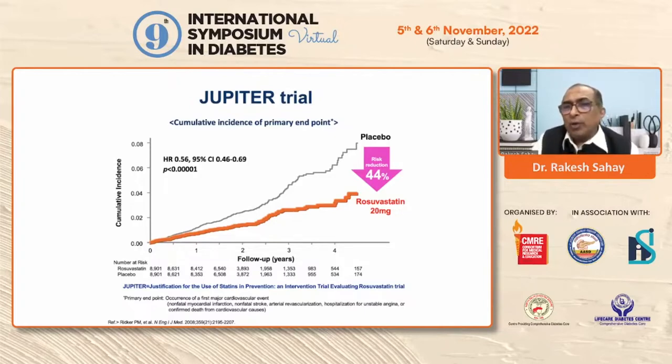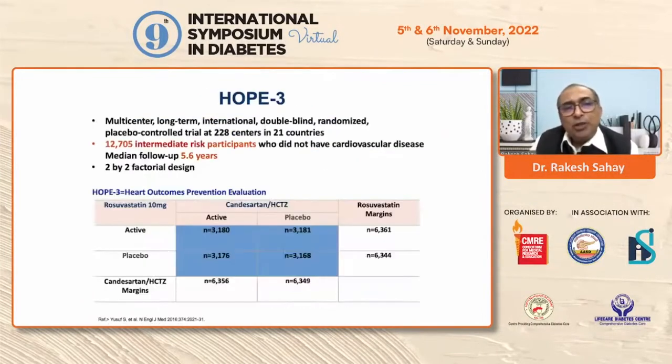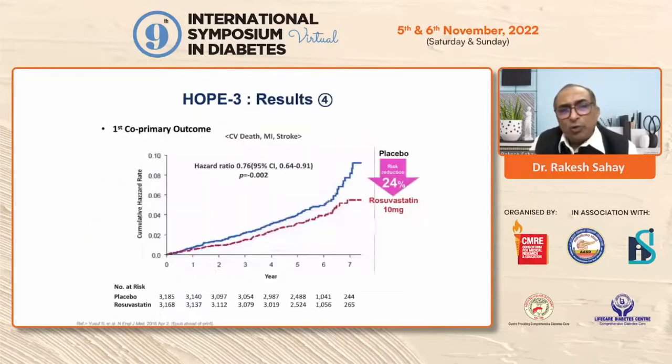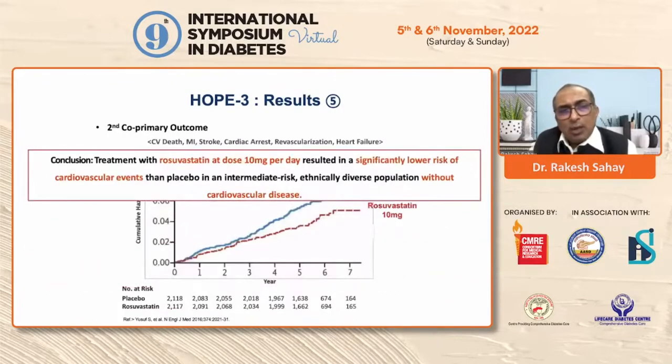This trial, however, did not include diabetic patients, but did bring in the problem of new-onset diabetes as a major challenge. The HOPE-3 trial, which looked at rosuvastatin and candesartan, also showed the benefit of the use of statins in reducing cardiovascular events by 24%.